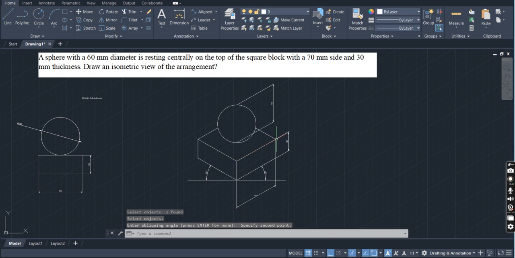Or else you can draw. Select the angle. Sorry. Okay, leave it, no problem. It's not a big deal. So like this, you need to solve the problem. Thank you.